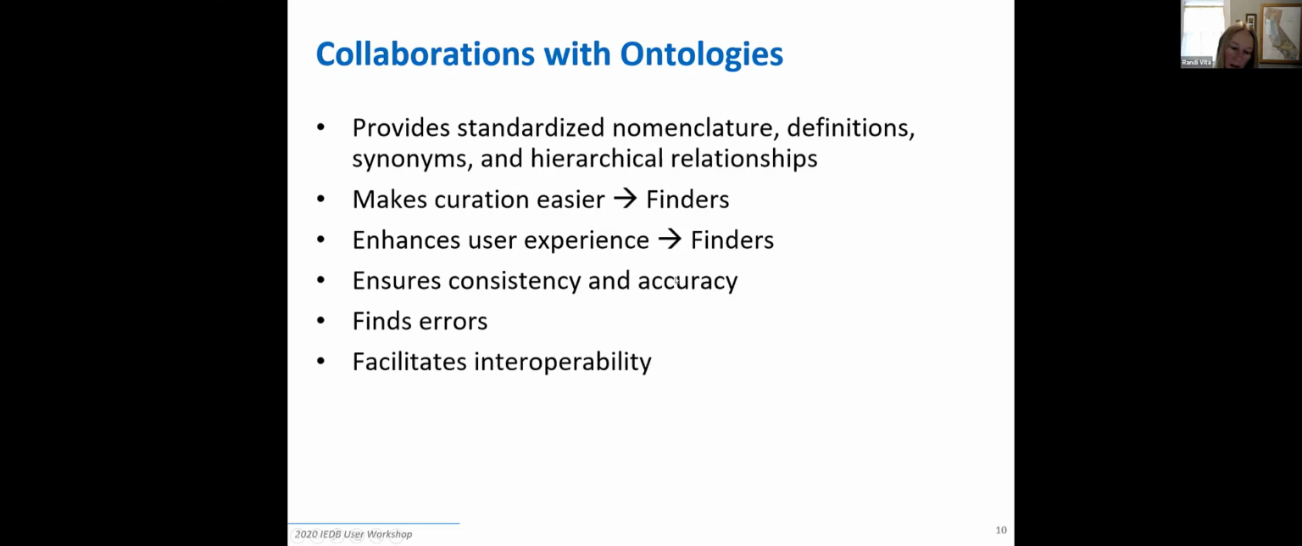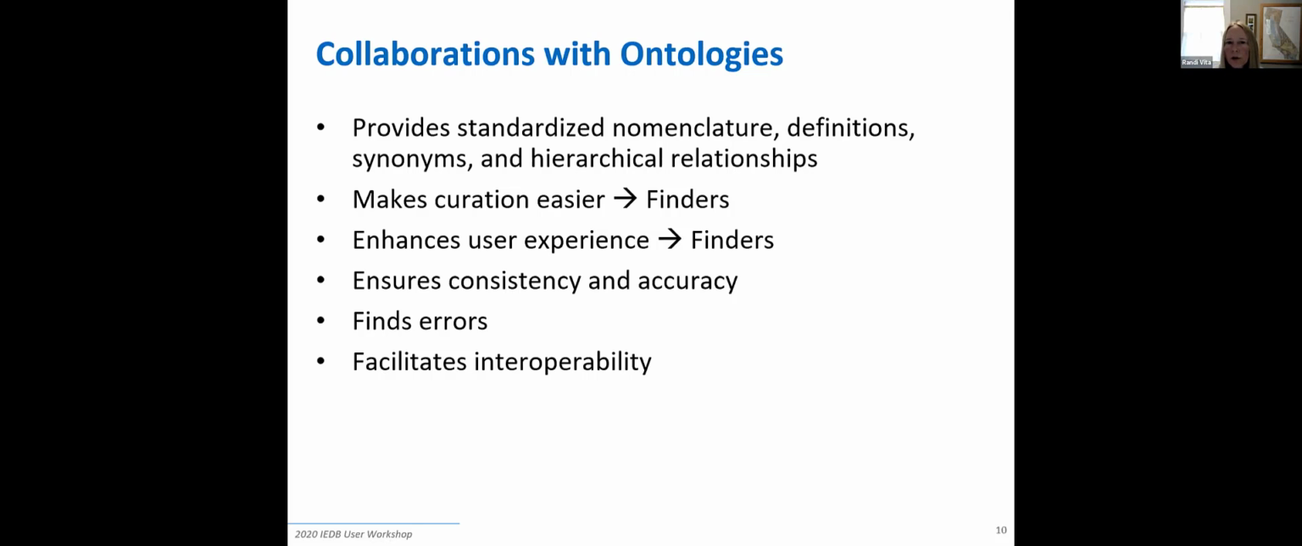In order to enter all of this data in all of these fields, we like to collaborate with ontologies and external resources to make it simpler and to make our data more machine readable and interoperable. Ontologies provide standardized nomenclature for each type of concept, whether it's organisms or proteins or diseases. That also gives us definitions, synonyms, and the hierarchical relationships between terms that these ontologies worked out for us. By using those resources, we gain all of the information they already have, and this makes our curations easier.